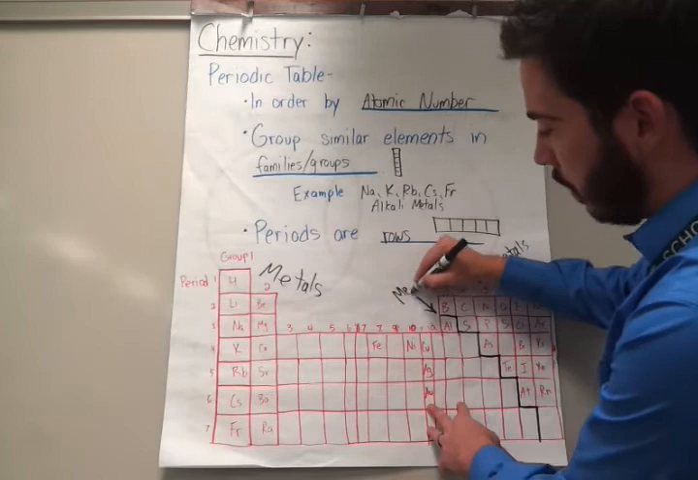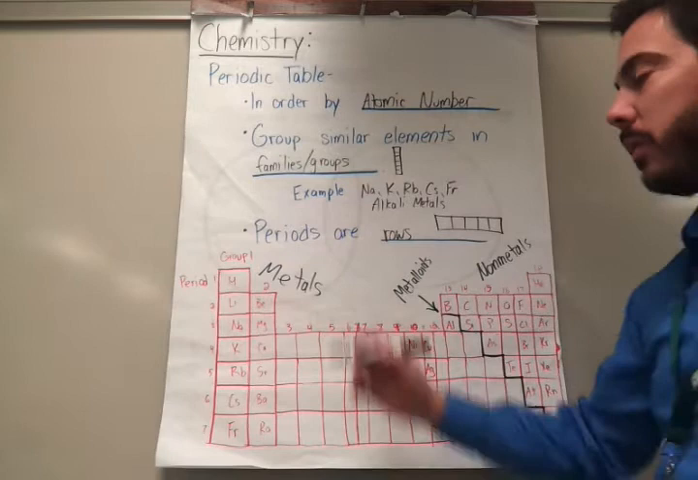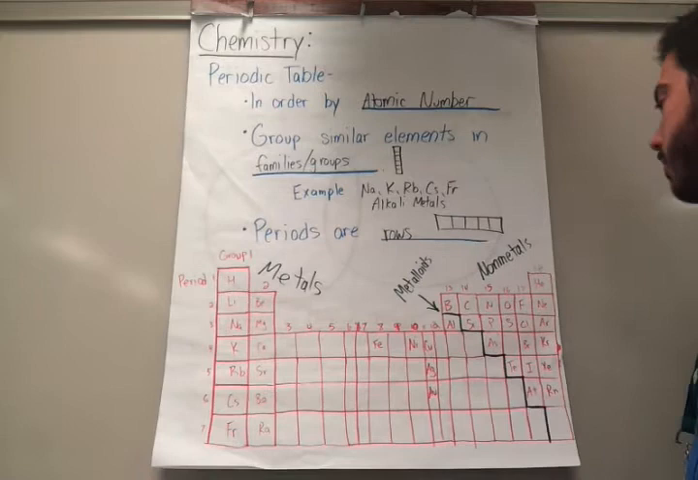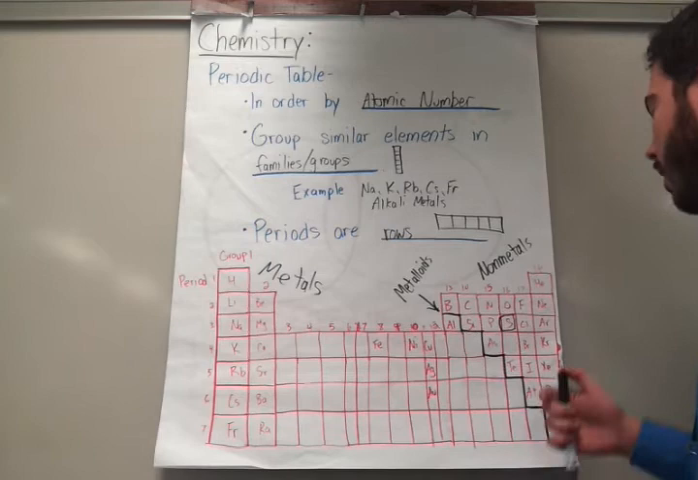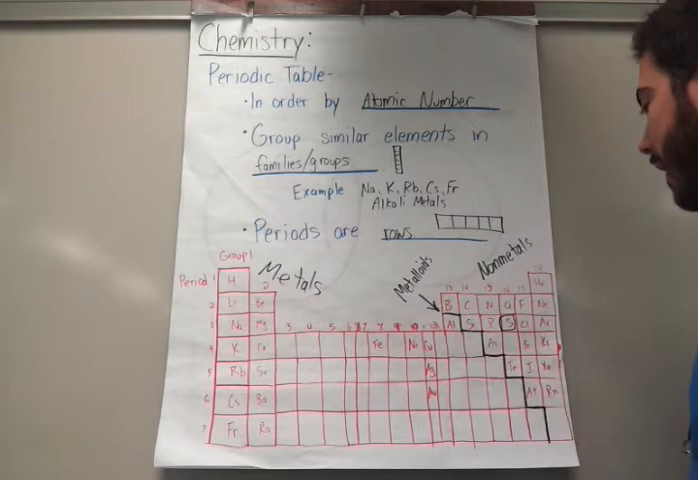Just a quick reminder about those. Metals are shiny. They can be bent. They're good conductors. Nonmetals, obviously the opposite. They're not good conductors. They cannot be bent. They're very brittle. If you take a piece of sulfur, for example, and you hit it with a hammer, it's just going to shatter. And then it's dull. So again, opposite properties.